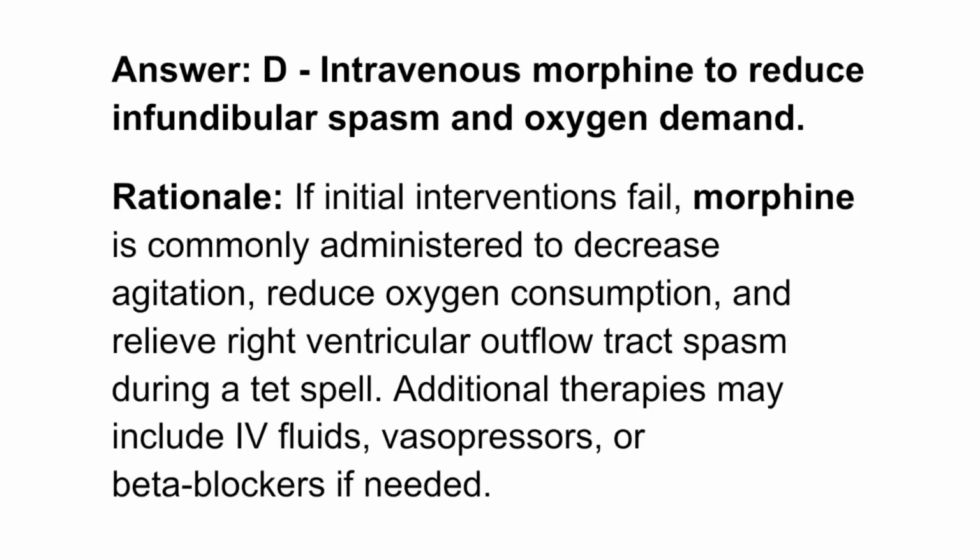Answer: D. Intravenous morphine to reduce infundibular spasm and oxygen demand. Rationale: if initial interventions fail, morphine is commonly administered to decrease agitation, reduce oxygen consumption, and relieve right ventricular outflow tract spasm during a TET spell. Additional therapies may include fluids, vasopressors, or beta blockers if needed.